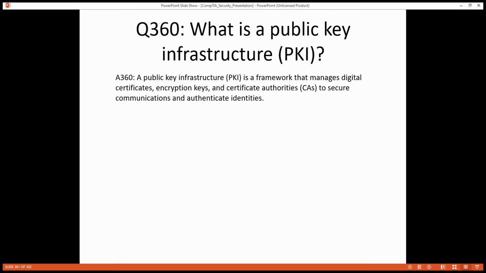Q360. What is a public key infrastructure, PKI? A360. A public key infrastructure, PKI, is a framework that manages digital certificates, encryption keys, and certificate authorities, CAs, to secure communications and authenticate identities.